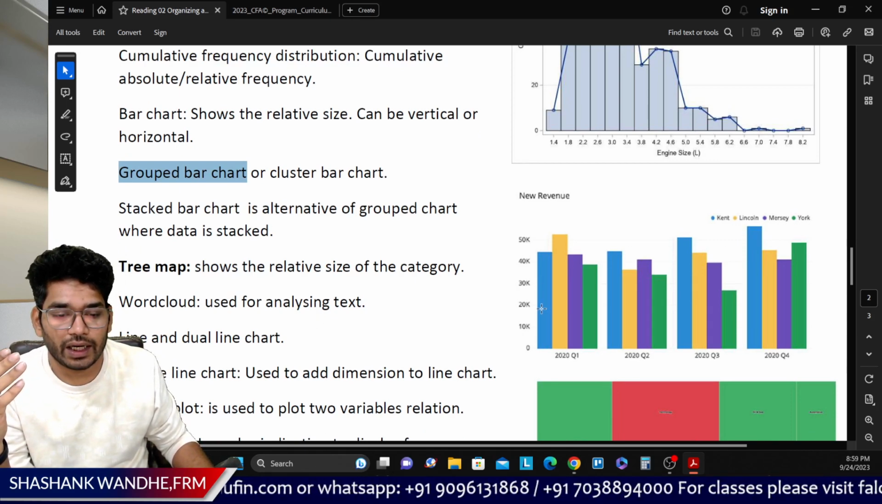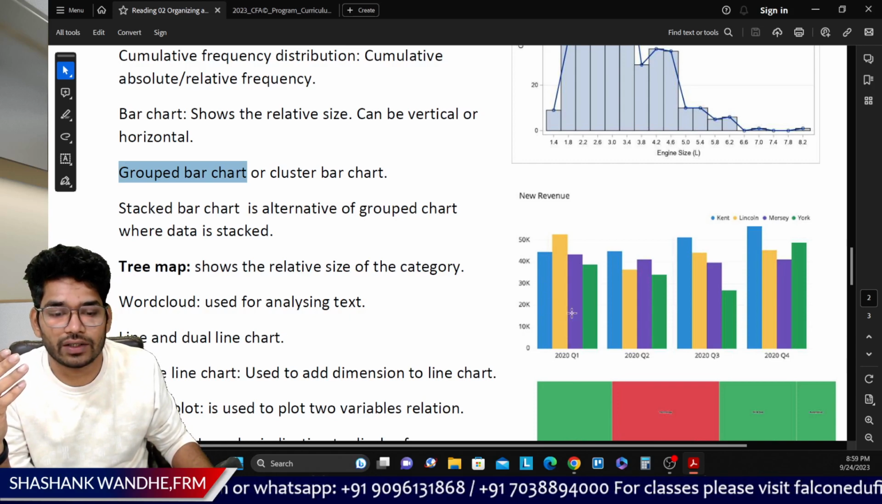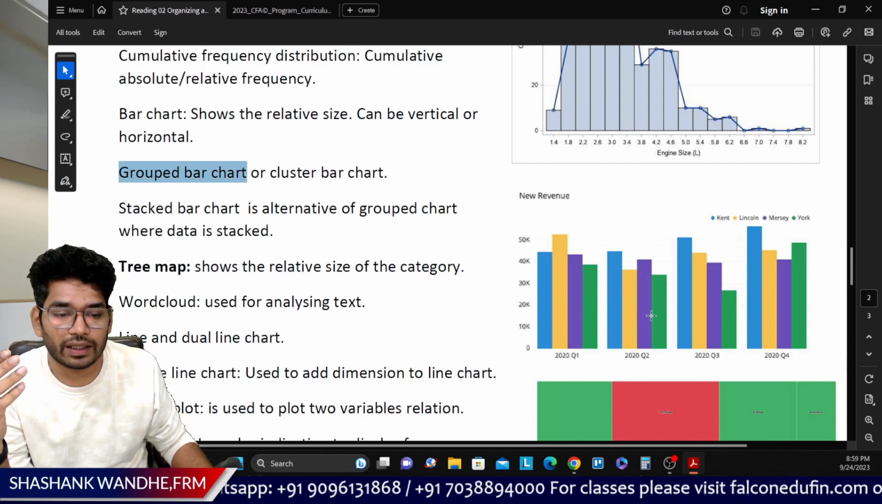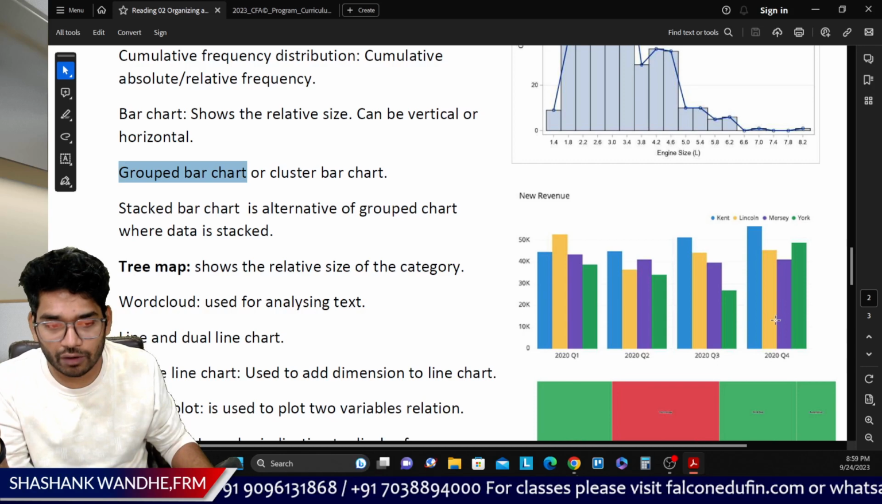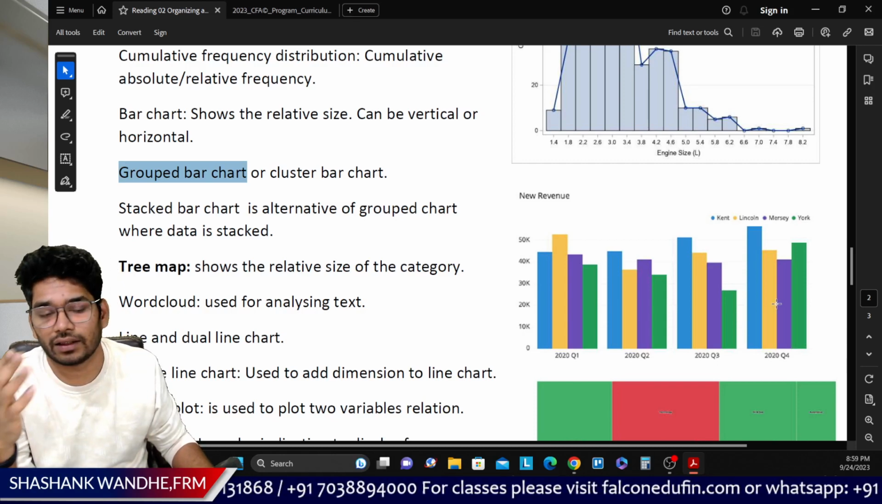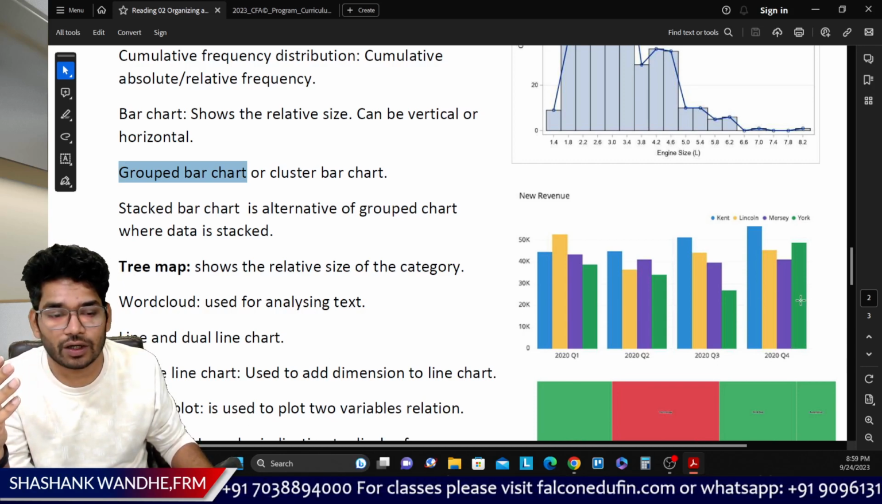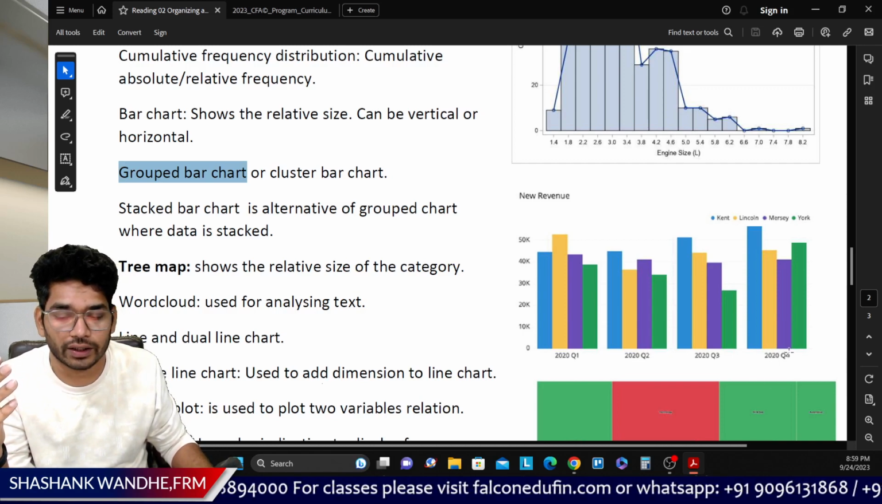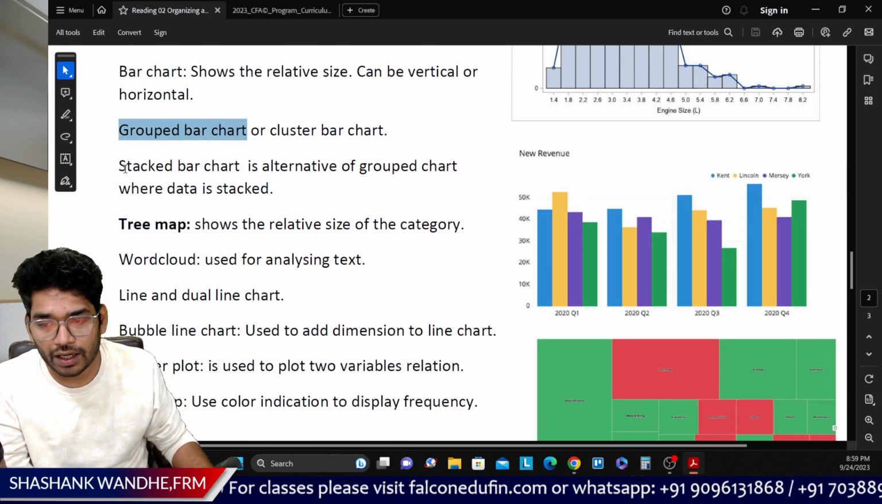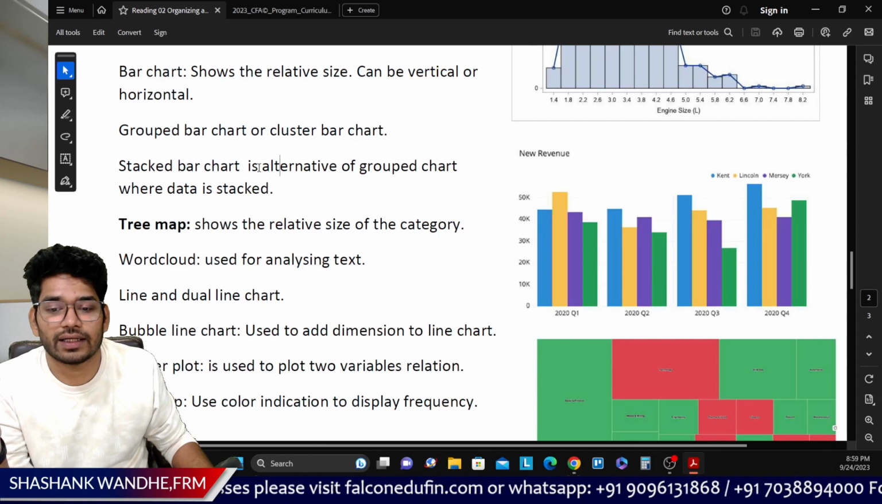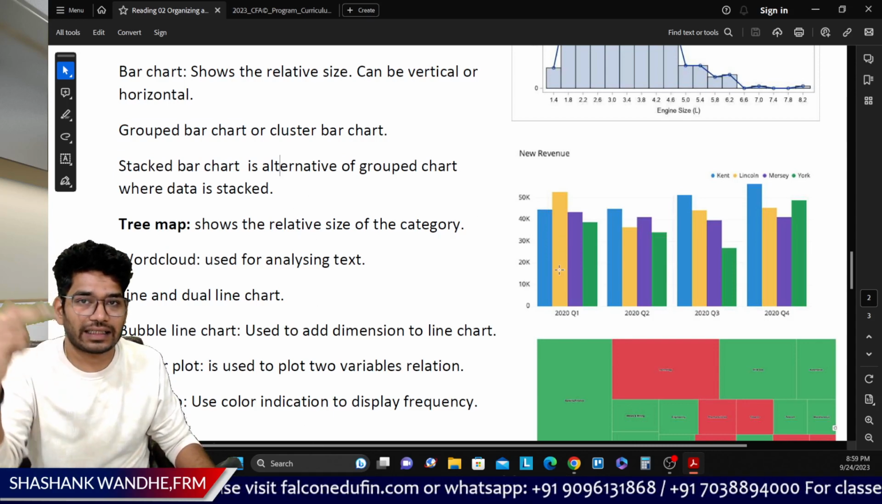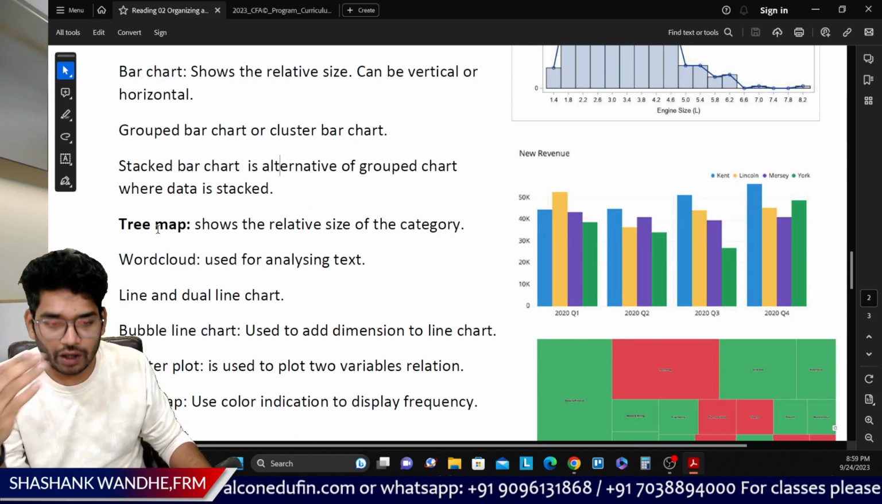Revenue results, okay, in the Q1 of 2020, so for the 4 companies, what happened in the Q2, what happened in the Q3 and Q4, so you can compare the results of these companies. So this is grouped according to quarter. Now then we have the stacked bar chart. Stacked bar chart is, instead of grouping like this, you will stack them on one another.